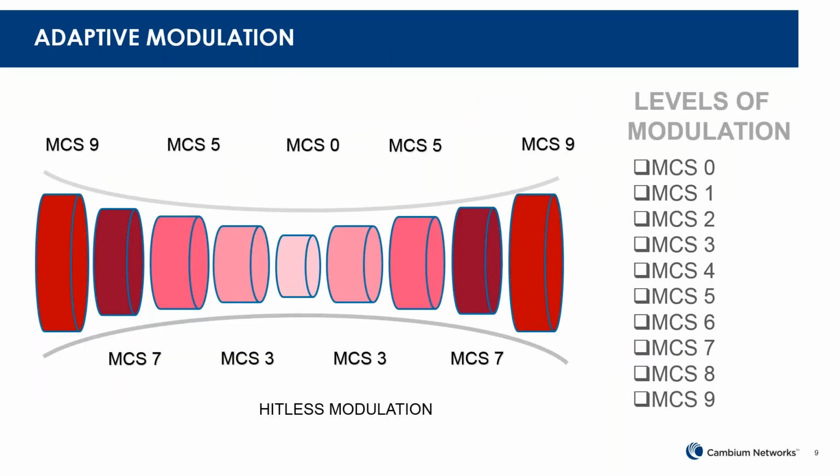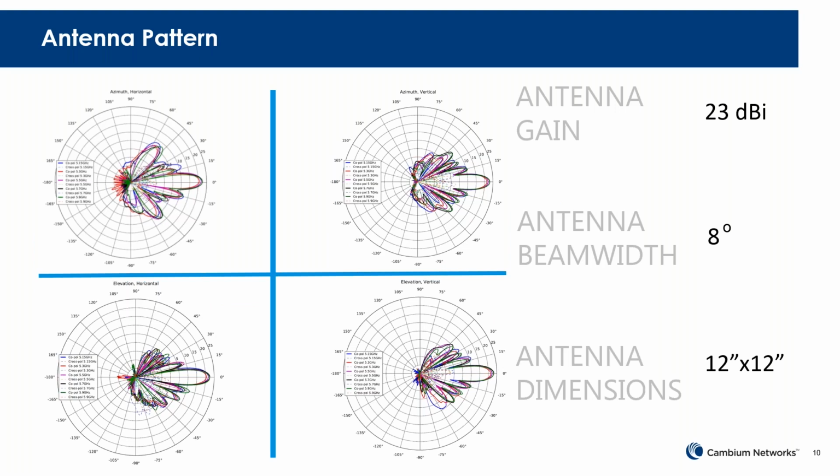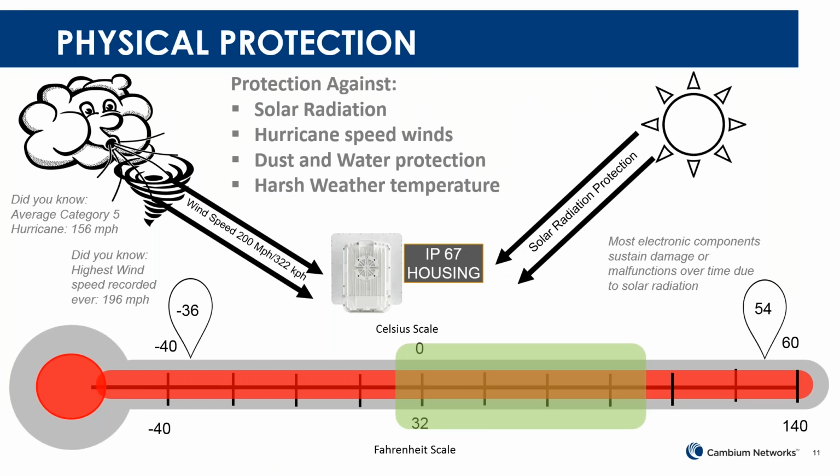Next, the PTP 550E supports adaptive modulation, which means there is no packet loss when the radio transitions between different MCSs. If a packet is currently working at MCS 9, it may jump from MCS 9 to MCS 6 without any change in modulation or antenna pattern. For the 550E, it is 23 dBi antenna gain. The beam width is about 8 degrees, and the dimension is about 12 inches by 12 inches, or 1 foot by 1 foot. The 550E is IP67 rated, which means it has protection against solar, hurricane winds, dust and weather. It's known to withstand harsh conditions as well.